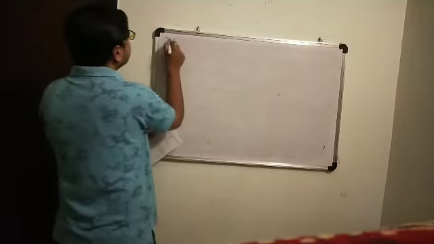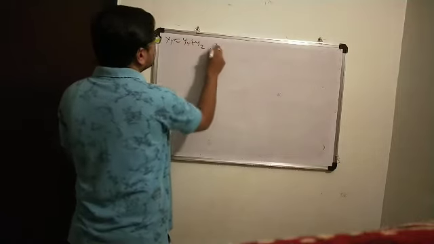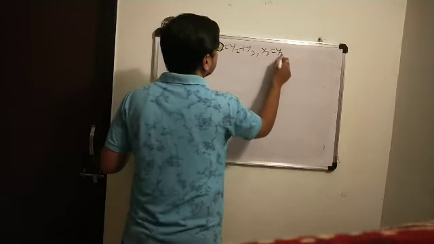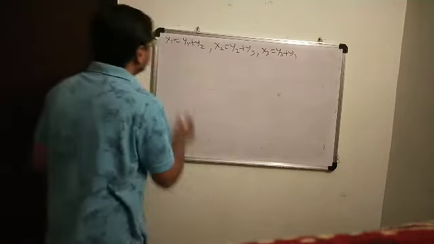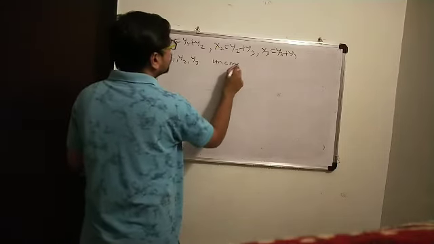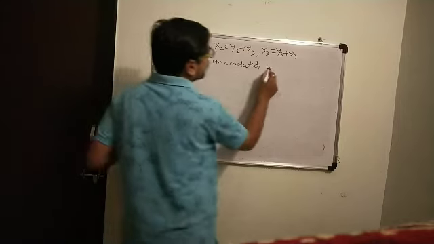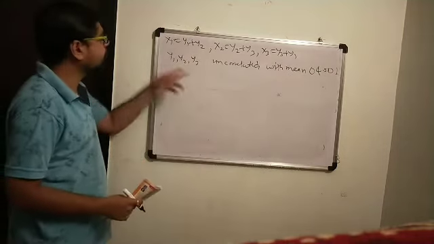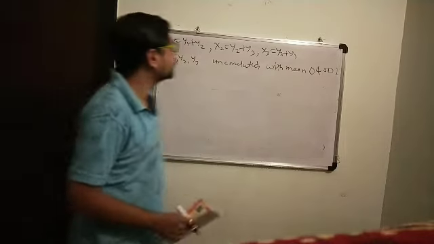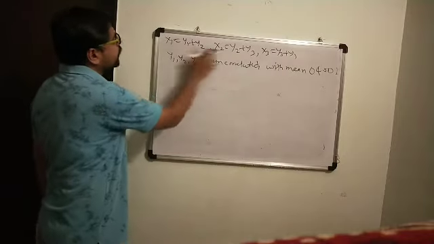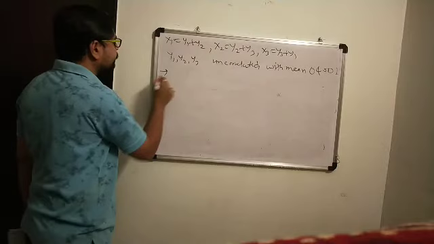If x1 is equal to y1 plus y2, x2 is equal to y2 plus y3, and x3 is equal to y3 plus y1, and we are given that y1, y2, y3 are uncorrelated with mean 0 and standard deviation 1. We have to find the multiple correlation coefficient between x1 on x2 and x3. Now we will find it out.